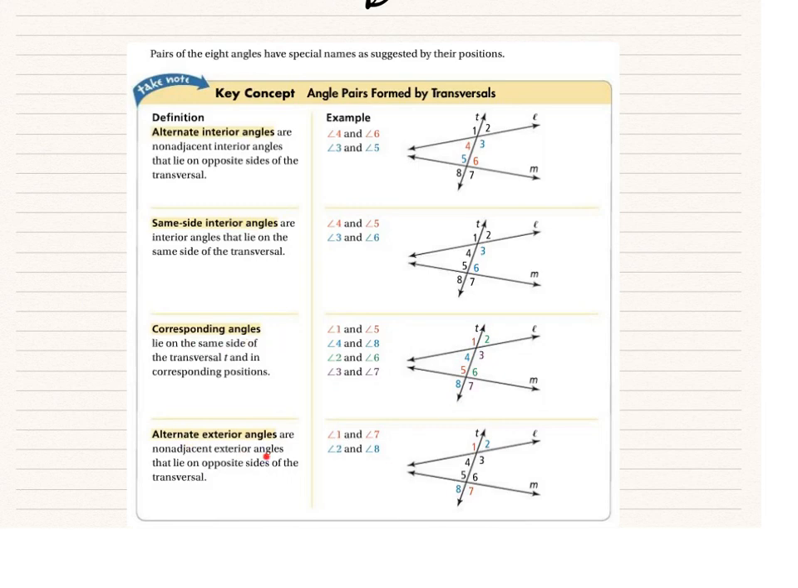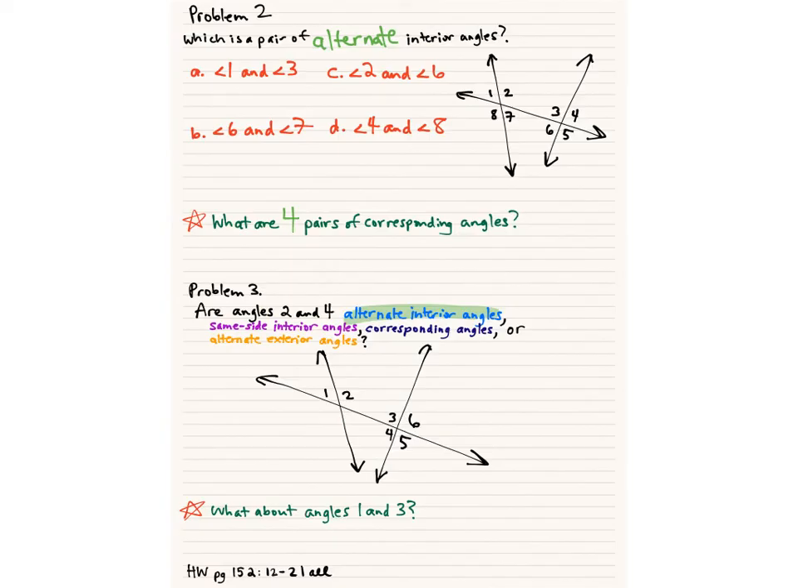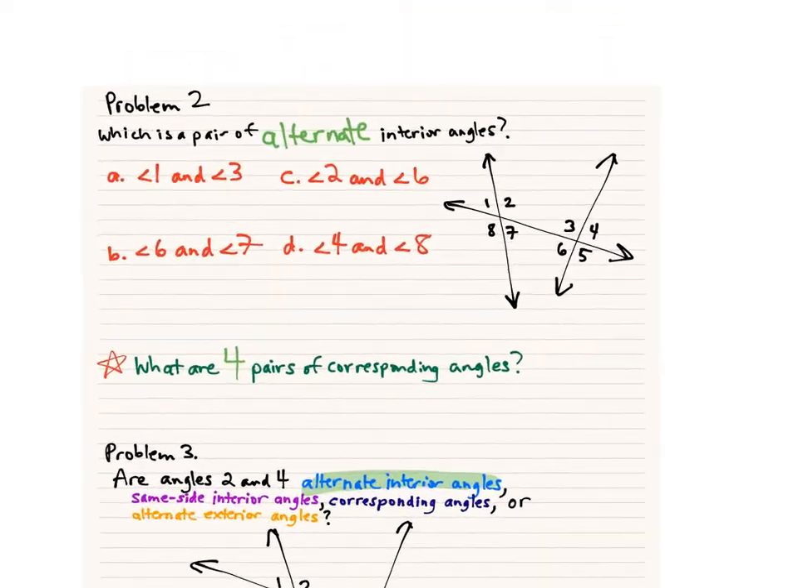And then alternate exterior angles, hopefully you can guess what that means. Now, this is the exterior, outside of the two lines, and then alternate means opposite side. So 1 and 7 and 2 and 8. And maybe you can see that we're missing same side exterior angles. That's also a thing. That would be like 1 and 8 and 2 and 7. But they don't get to that right now.